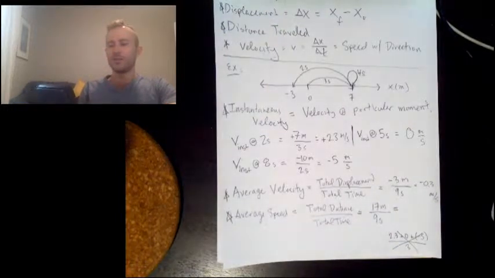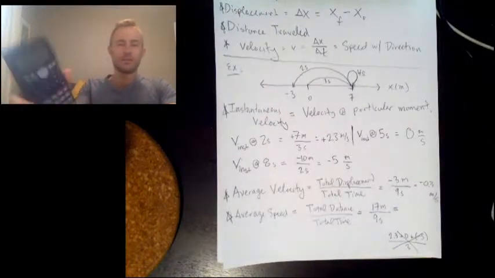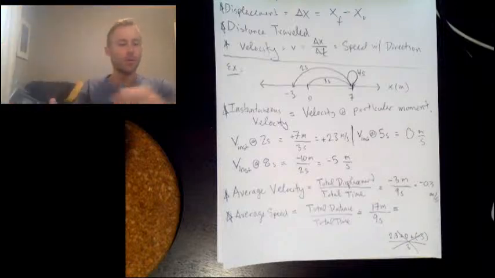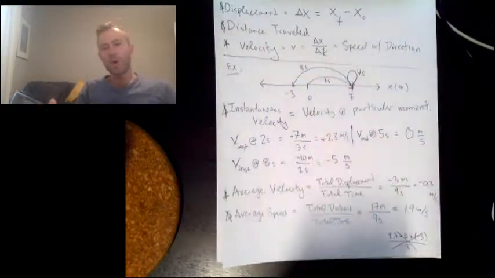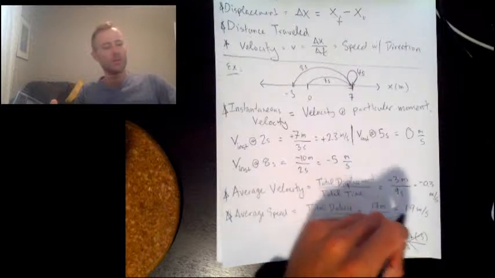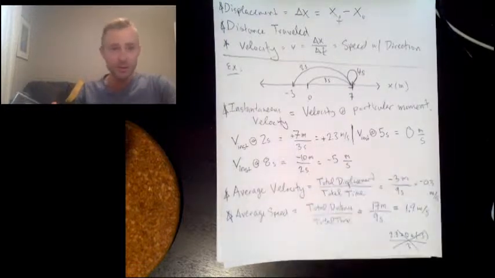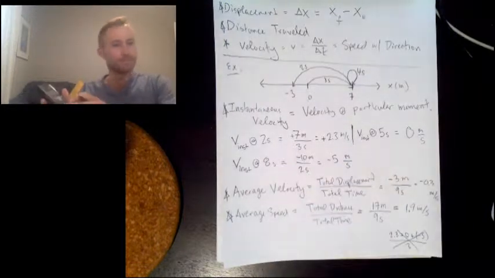So 17 over 9 is about 1.9 meters per second. When we quote a speed, we don't need to worry about putting the plus or the minus because speed does not have direction. Okay?